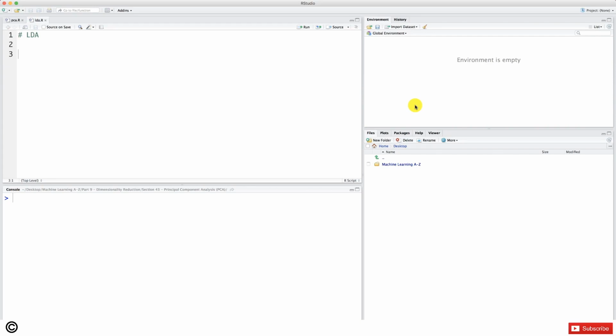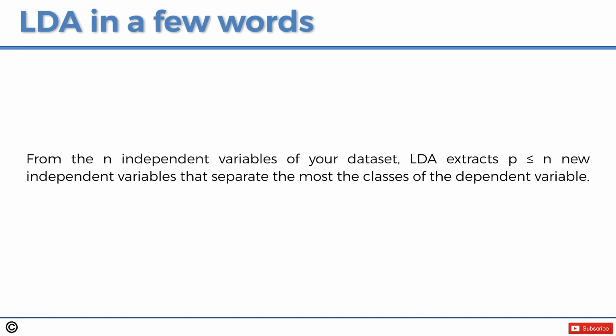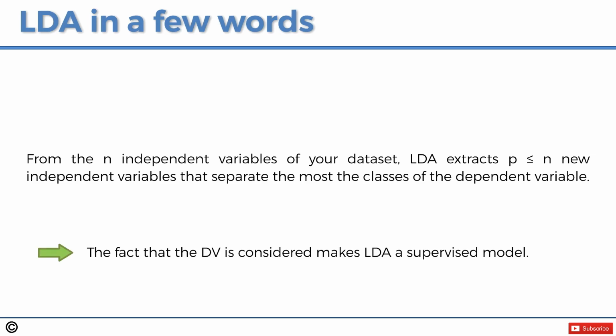So in the previous section, this PCA feature extraction technique reduced the dimensionality of our problem by extracting the variables that explain the most the variance. And now in LDA this is quite different. We are extracting some new independent variables that will separate the most the classes of the dependent variable. And therefore, since this time it considers the classes of the dependent variable, that means that it considers the dependent variable to proceed to this feature extraction technique, and therefore that makes LDA a supervised dimensionality reduction model.